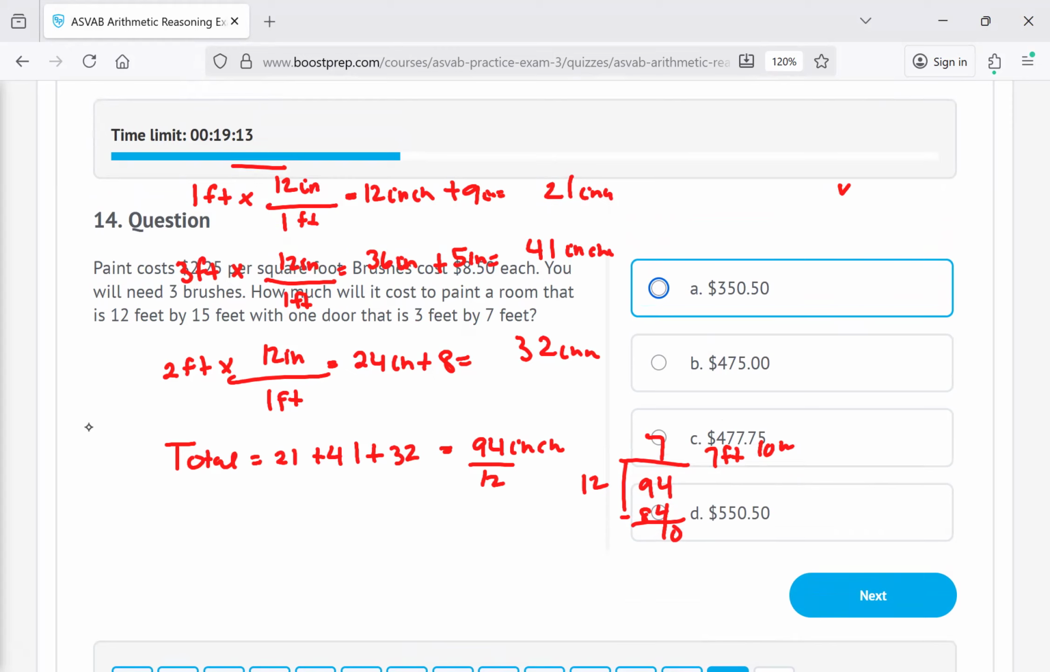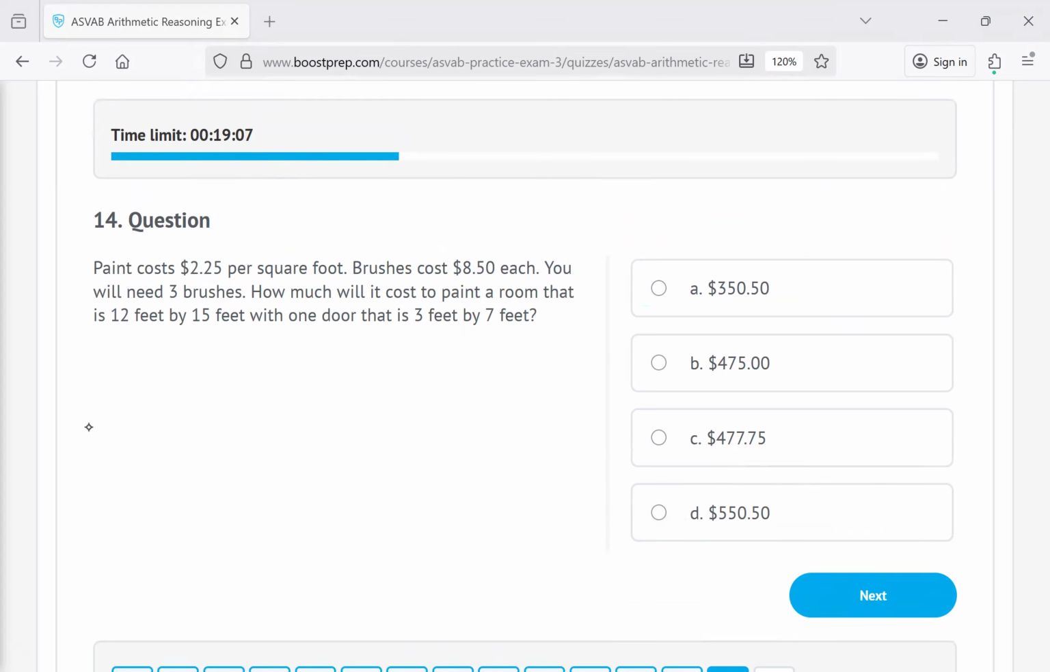Okay, this one, 14. Paint costs 2.25 per square foot. Brushes cost 8.50 each. You will need 3 brushes. How much will it cost to paint a room that is 12 feet by 15 feet and one door that is 3 feet by 7 feet? So this one's not hard, but it's just a lot of work. The good news is everything is in feet, so we don't have to do conversion.